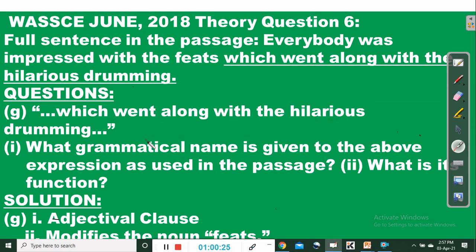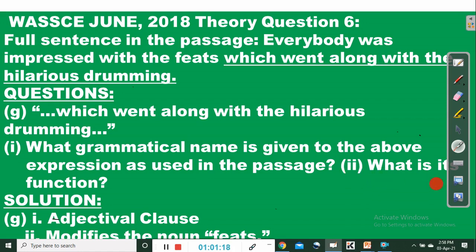And then two questions have been asked concerning this expression. Question I: what grammatical name is given to the above expression as used in the passage? Again, you see a clear repetition of the pattern of questioning done by WASSCE here. So when you use past questions in preparing for your next West African School Certificate examination, you can be almost 100% sure that you are going to meet a similar type of question. If you learn how to answer the question, you will find it quite easy. That is exactly what we are trying to show you in today's video.